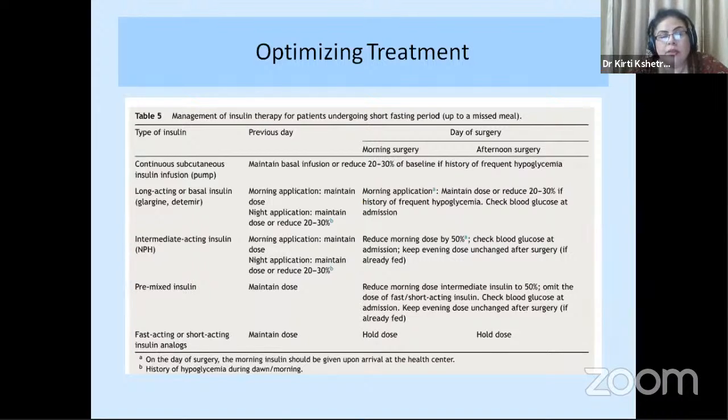On the day of surgery, whether morning or afternoon, reduce the morning dose to 15% and check blood glucose level at admission. Even keep the evening dose unchanged after surgery. If there is a pre-mixed insulin, the dose is maintained, and on the day of surgery, a 50% reduction of the long-acting is done while the fast-acting is not given. For the fast-acting or the short-acting, on the previous day, maintain the dose. In any circumstances, the dose has to be held on the day of the surgery.